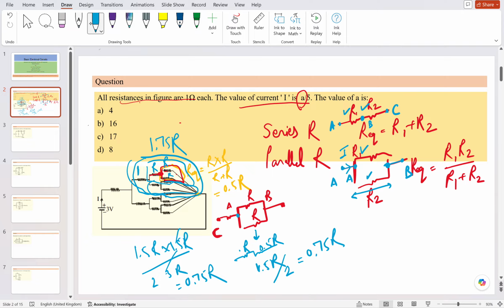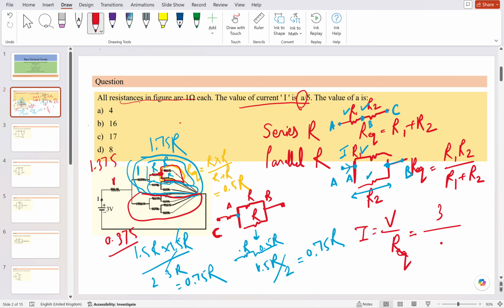But that same thing is connected in parallel also, so all you have to do is divide it by 2, which becomes 0.875. Here also one resistor is given, so overall it becomes 1.875. When you divide, find out what the current is. Current is basically the voltage divided by R equivalent. What is the voltage? 3. R equivalent is 1.875. When you find it out, I think, let me check, 3 divided by 1.875. It is coming 24 by 11.